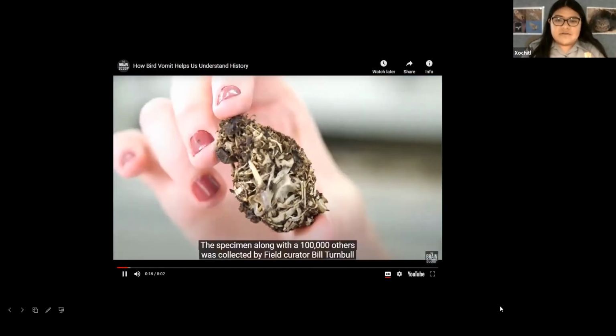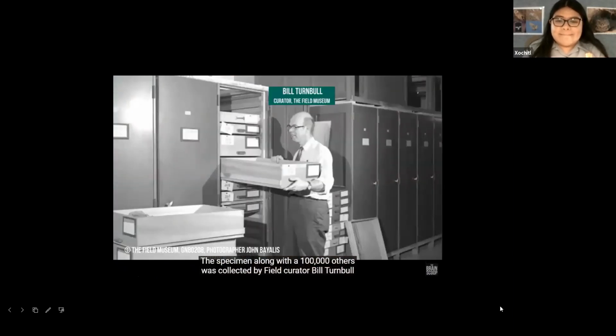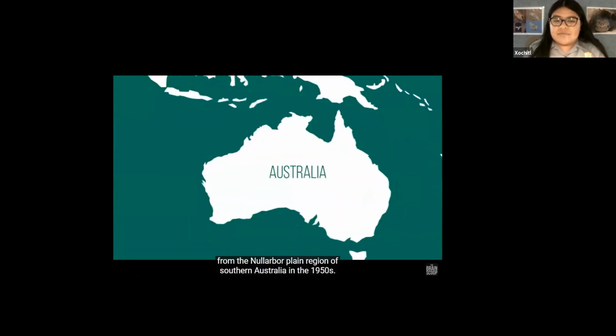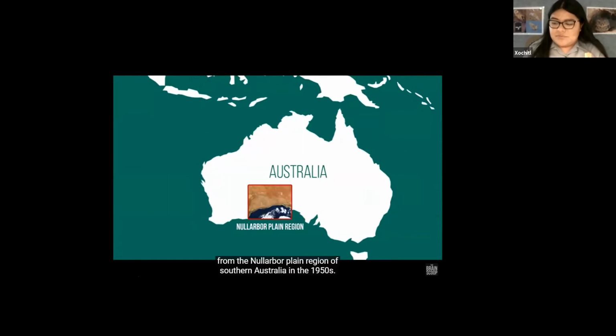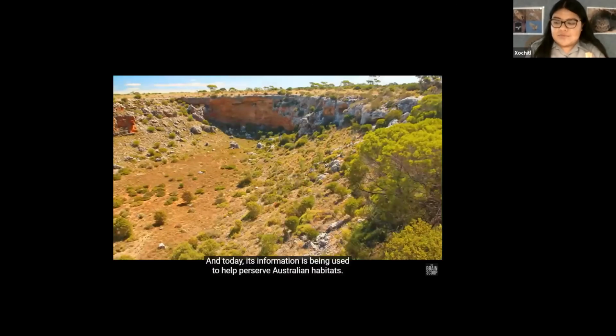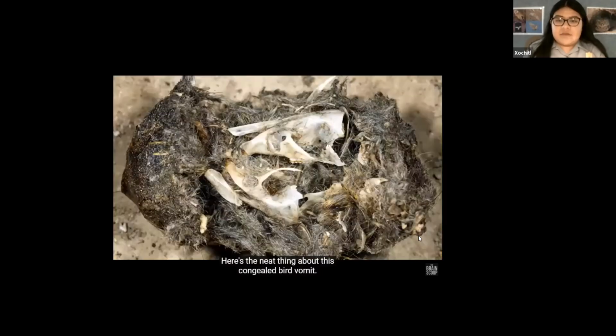Specimen, along with 100,000 others, was collected by field curator Bill Turnbull from the Nullarbor Plain region of southern Australia in the 1950s. And today, its information is being used to help preserve Australian habitats. Here's the neat thing about this congealed bird vomit.